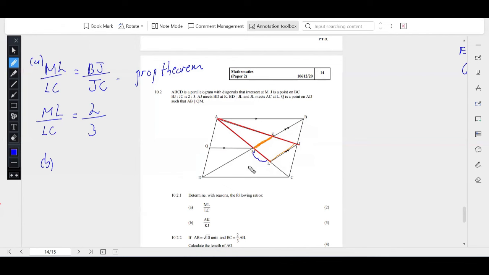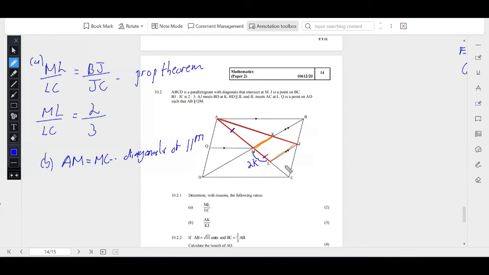Let's indicate it as 2K. But then the one thing that we know is that our AM is equals to MC because these are diagonals of a parallelogram. Diagonals of parallelograms. So we know that AM is equals to MC, right?